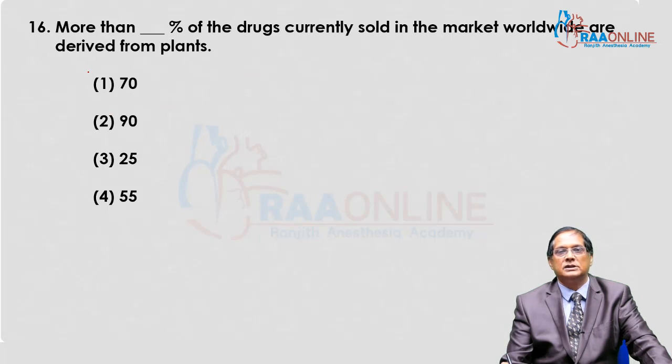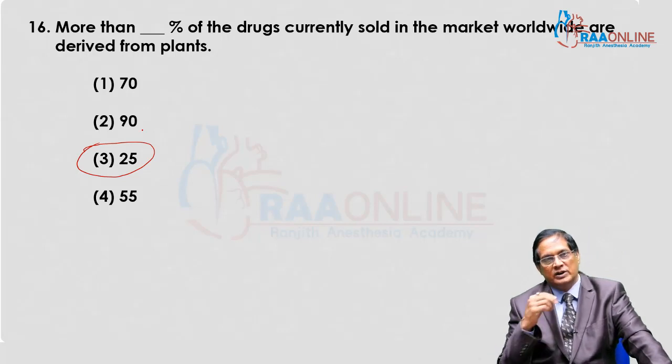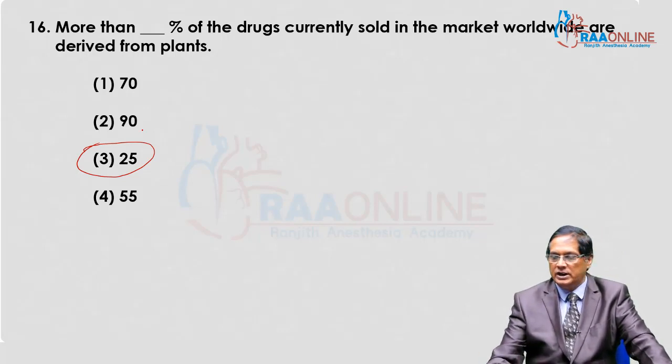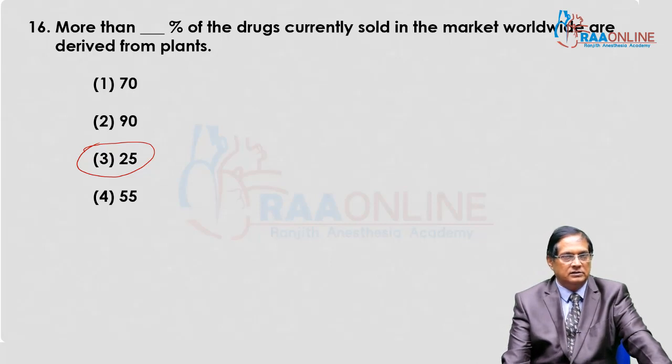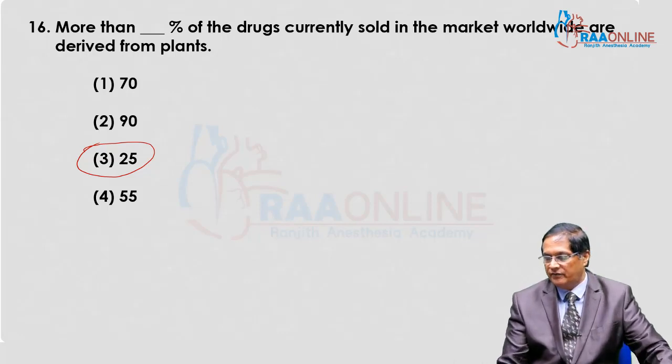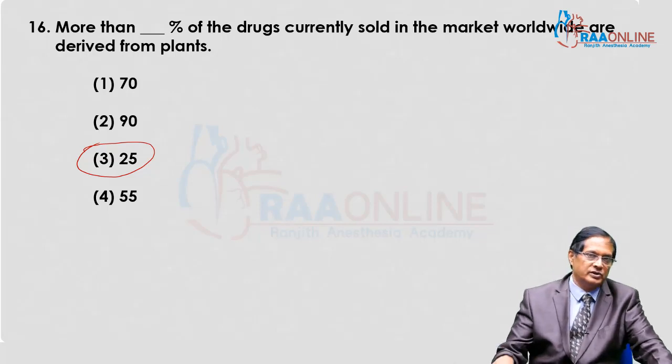More than 25% of drugs. That is narrowly utilitarian, that is, we should conserve this biodiversity. Several aims are there, and one of them is narrowly utilitarian. We depend on various drugs, and plants are the source of approximately 25% of drugs sold in the market. So this is answer 25.